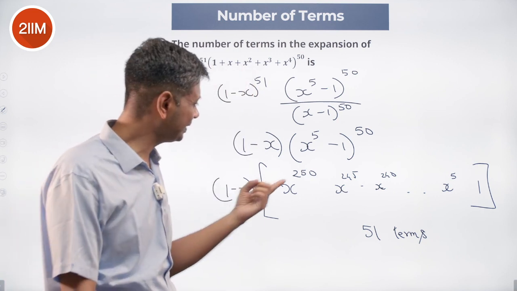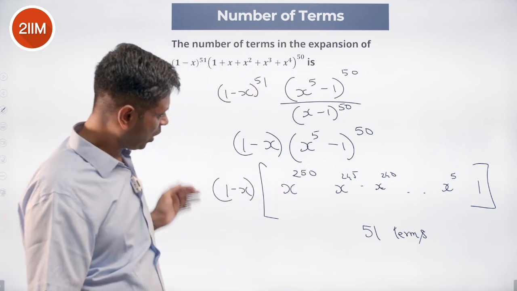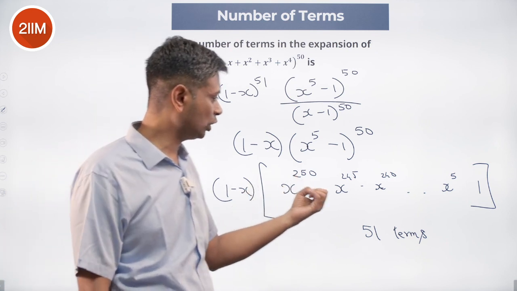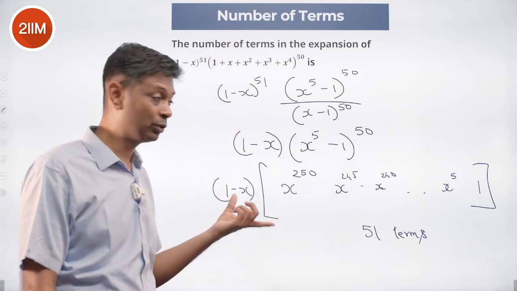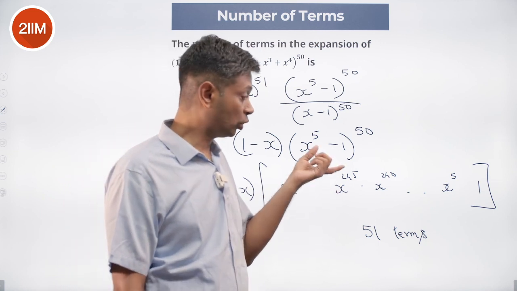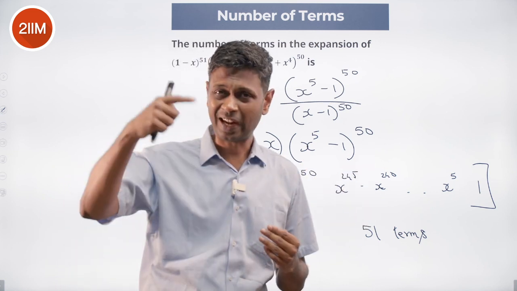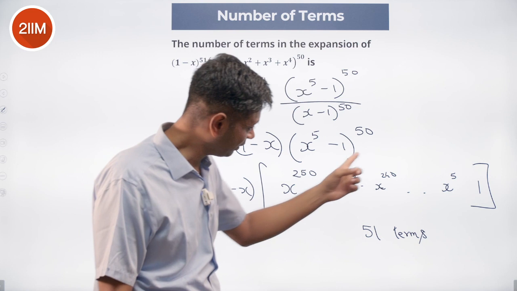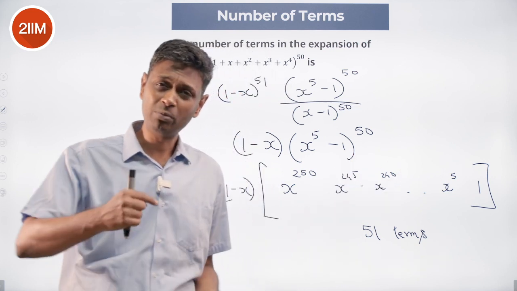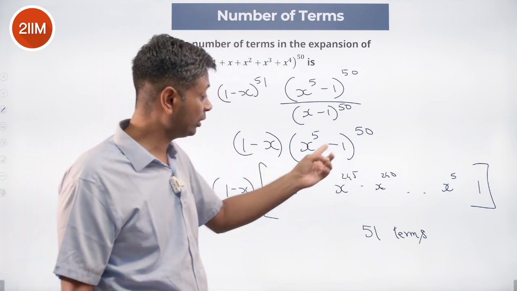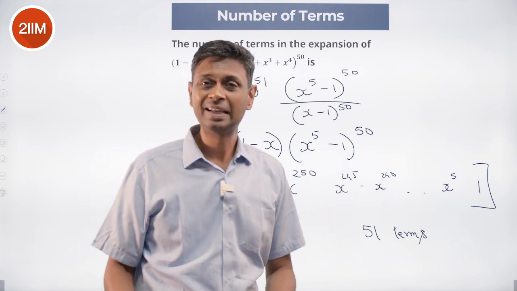Okay? And then this I'm multiplying with this. The one thing will have all x power 250, 245 terms. I multiply by x, I'll have x power 251, x power 246, x power 241, one additional x. These are all steps of 5. And then I'm adding one more x. So there will be x power 251, 246, 241, all the way till x.